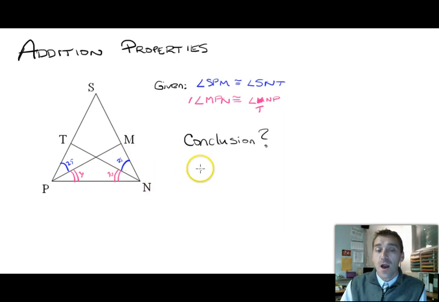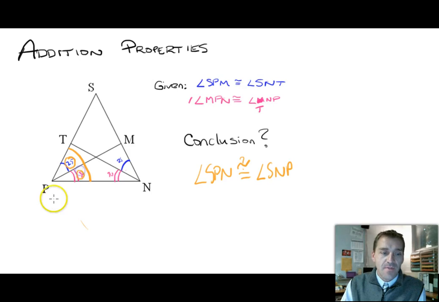What could we conclude about angle SPN, comparing it to angle SNP? And yes, I agree with you. These two would absolutely be congruent because if you add together, hence the addition property, if you add this guy to that guy, that would give you an angle of 55 degrees. Same thing over here. If I take 25 and 30 and add them together, that gives me 55 degrees.